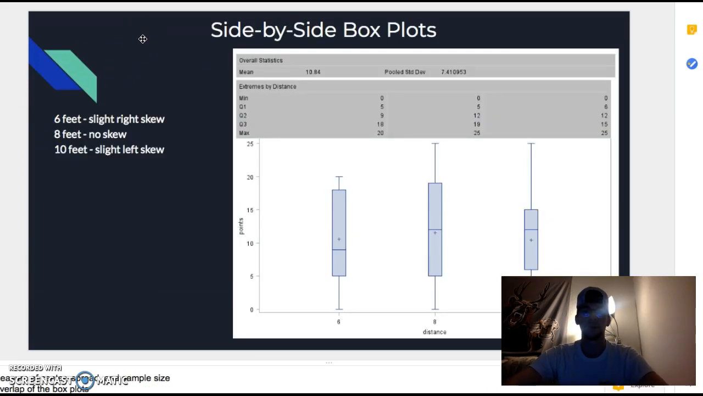So we move on to the side-by-side box plots. Here it shows you that for 6 feet there's a slight right skew, for 8 feet there is no skew, and for 10 feet there is a slight right skew. It also shows the measures of center and spread and all that information, by showing the different quartiles and the extremes in the by-distance box above. And then in the overall statistics box, it shows you the overall mean and the pooled standard deviation.